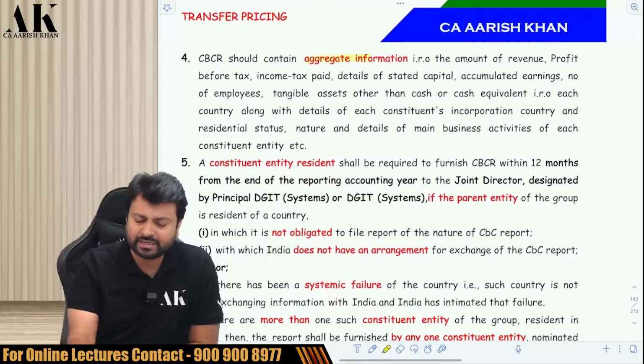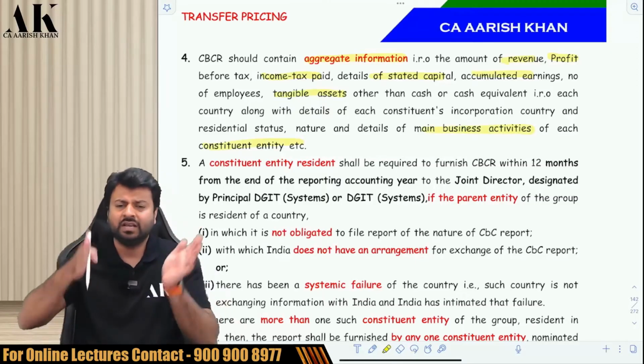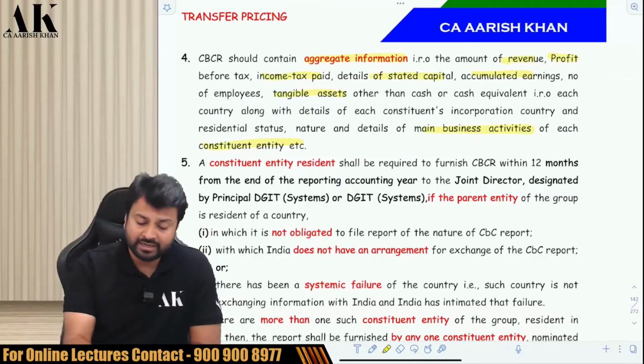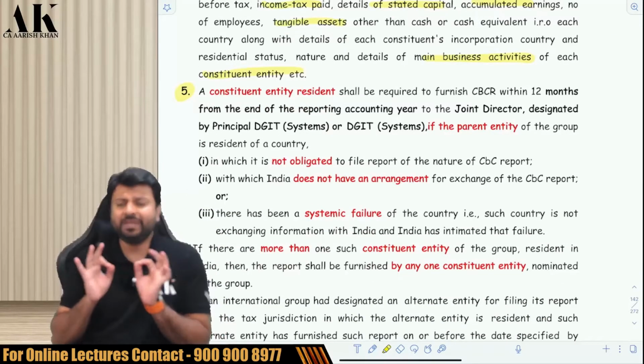CBCR contains some basic information like revenue, profit before tax, income tax, details of stated capital, accumulated earnings, tangible assets other than cash and cash equivalents, etc., your main business activity, etc. They will have some basic information which will be covered in your CBCR report. Next. Pay attention, please, all of you. Very important. Next point.